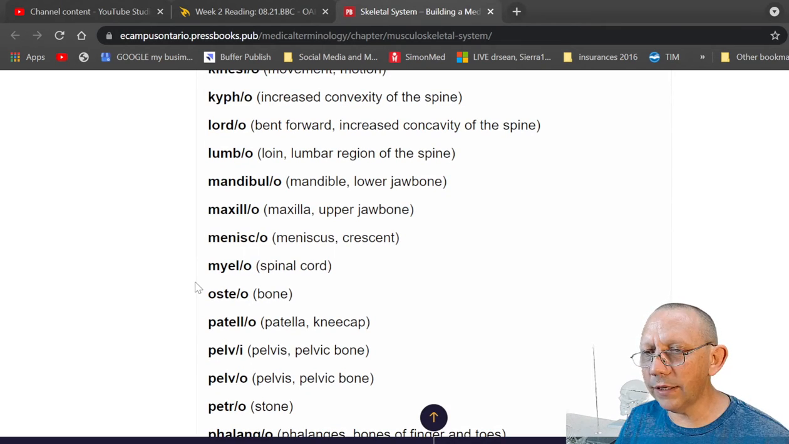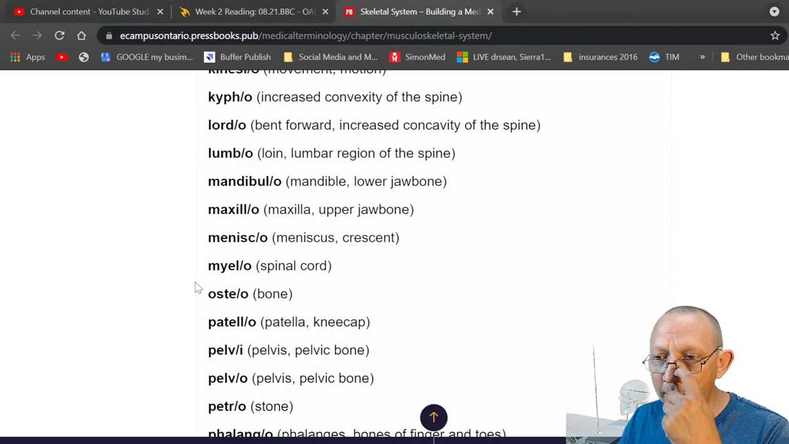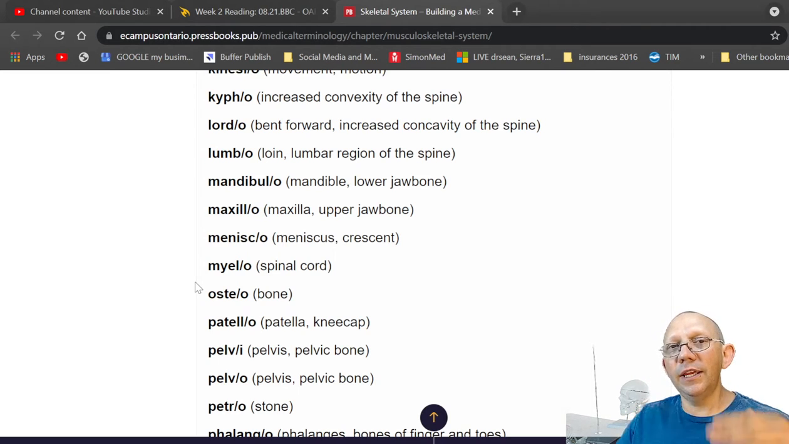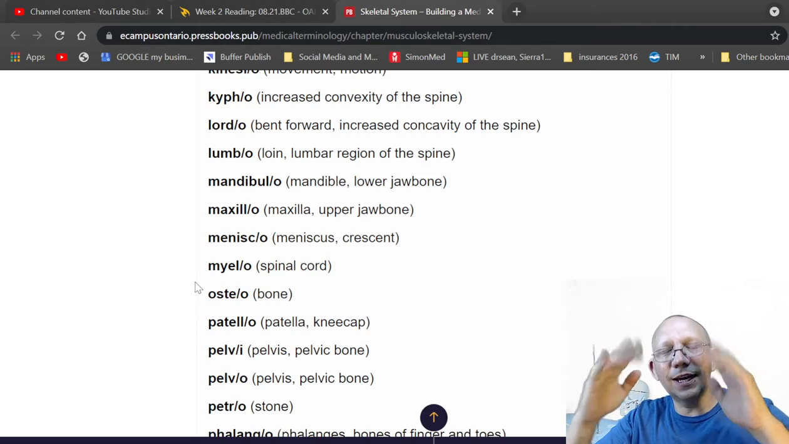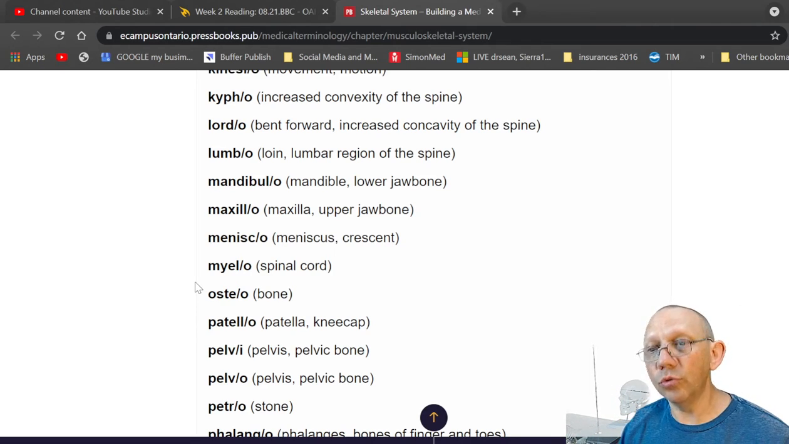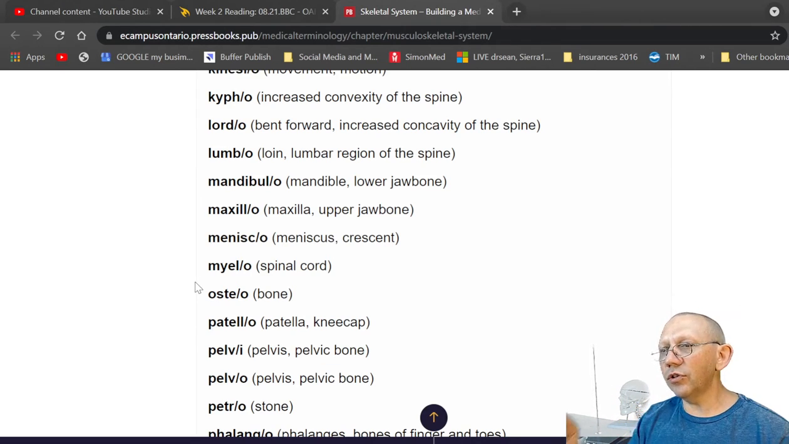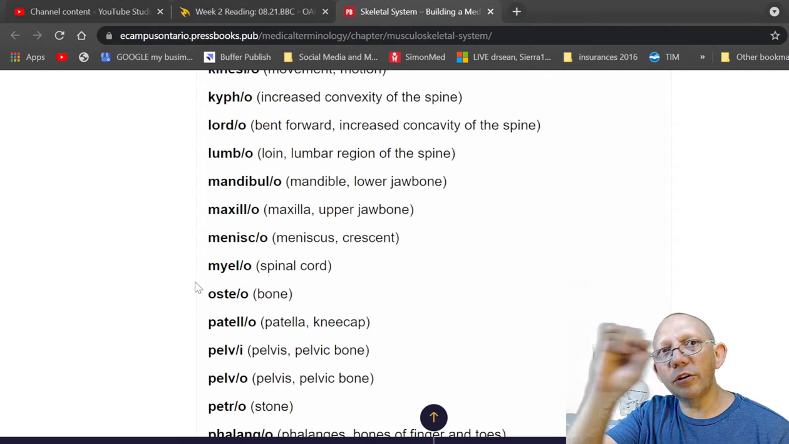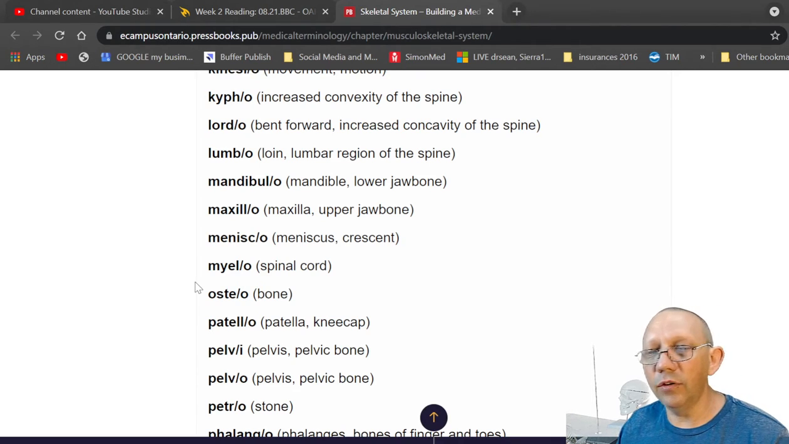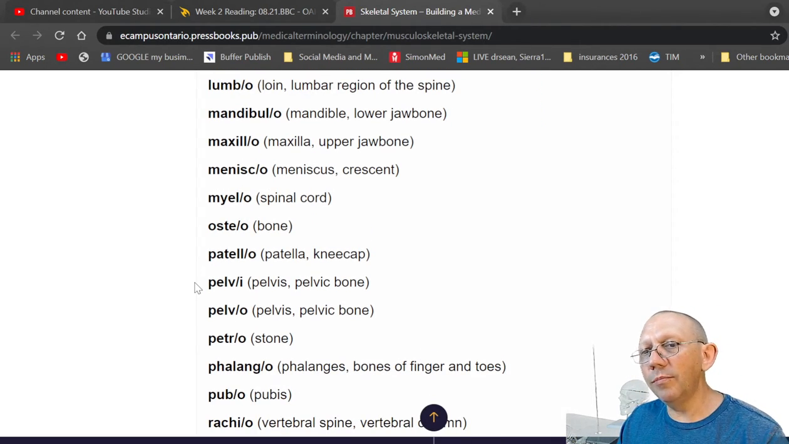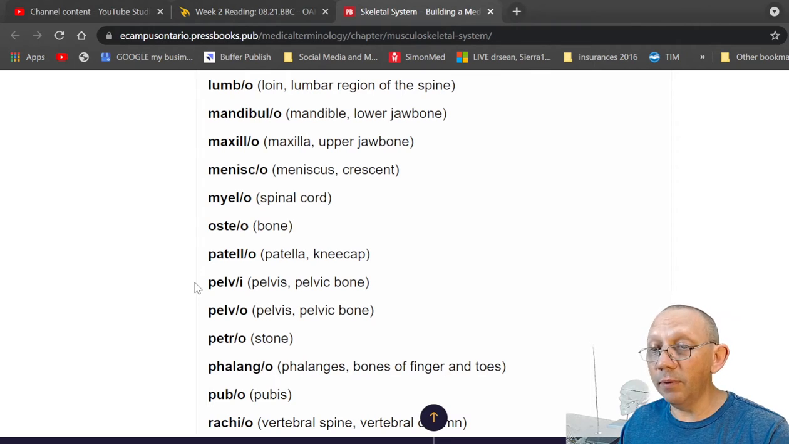Mandible, maxilla, upper jaw, meniscus. Meniscus is, when you're looking at a glass and you see the water in the glass and it comes up on the sides, that's the meniscus. The meniscus is also like a separation between two places. It's in your knee. You have a meniscus. Okay, a meniscus is kind of like the joint, and you can displace that. Myelo means spinal cord. Osteo always means bone.